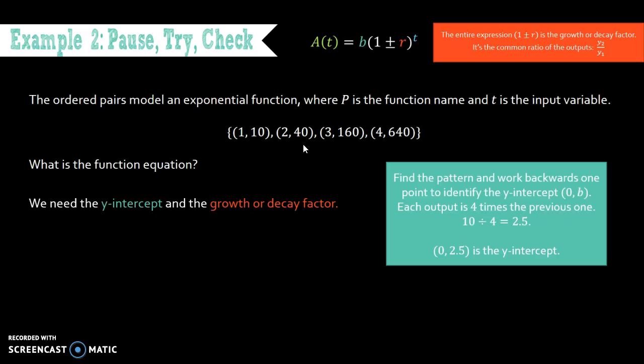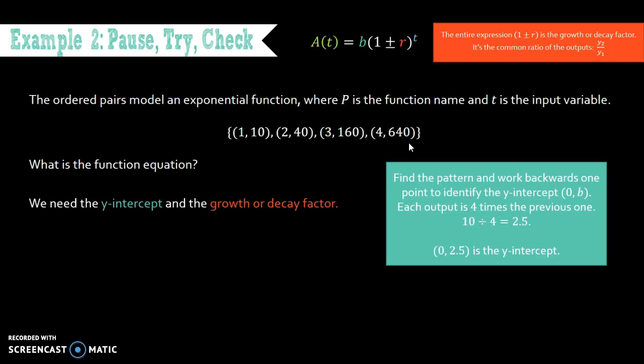Some of them will be harder, but this one we could just take any output you want. I'm going to choose 40 and divide by the one that comes before it, which would be 10. 40 divided by 10 would be 4. Each output is 4 times the previous one. That's going to be our growth factor. Because our numbers are going up, it's growing. So I know that my growth factor is 4. I'm multiplying my outputs by 4 as I move down the line.